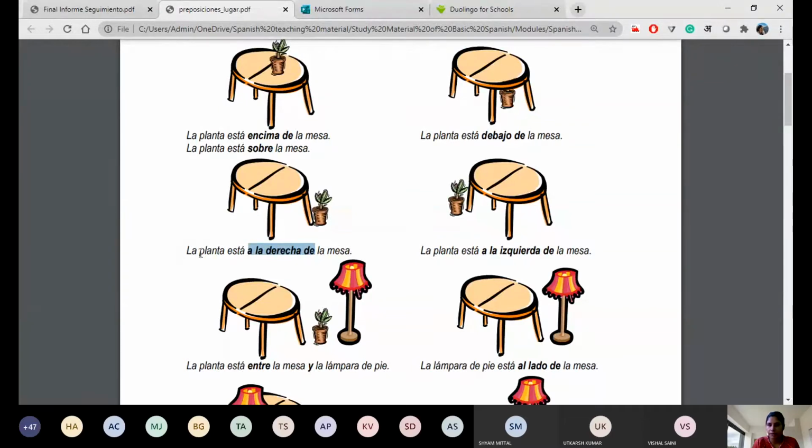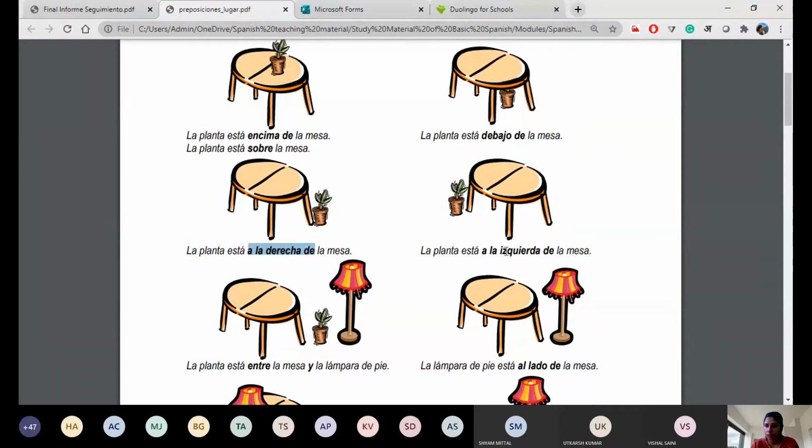So here again, same thing. You have the subject here, the plant, which is to the right. So the plant is to the right of the table. Here you have to use a la derecha. This has to come together when you are telling the location. Similarly, you have la planta está a la izquierda de la mesa. So it is to the left of the table. The plant is to the left of the table.